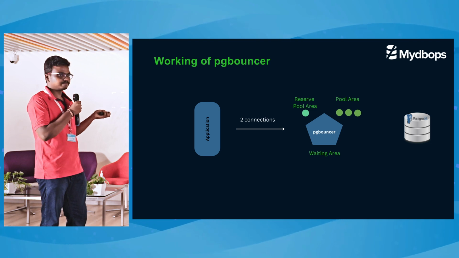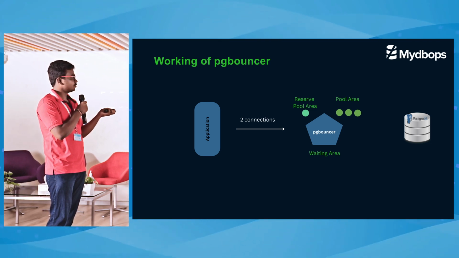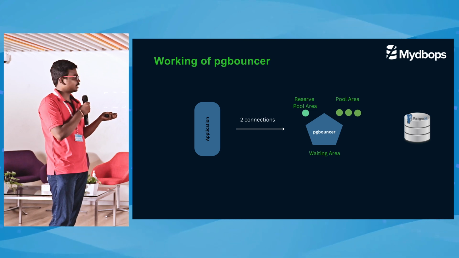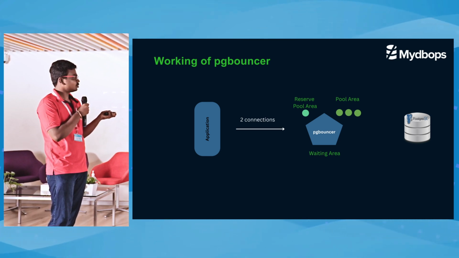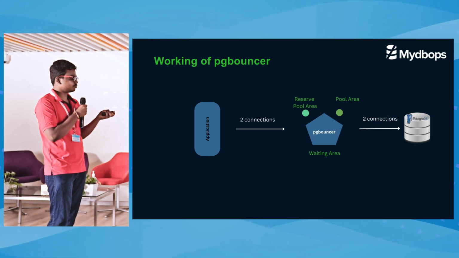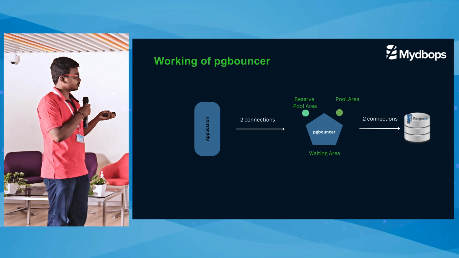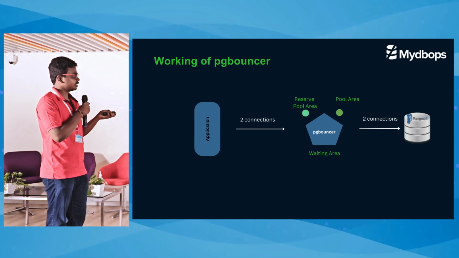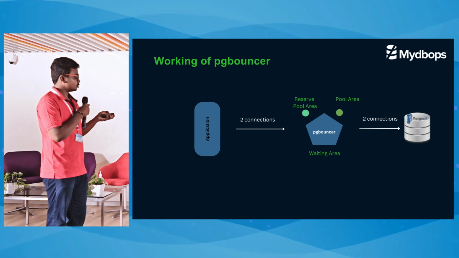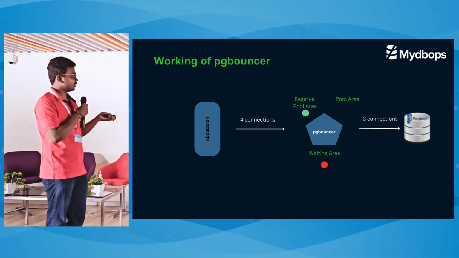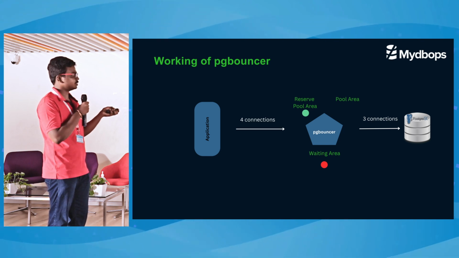Now let's say I am sending 2 connections from my application. What will happen? PgBouncer will use 2 connections in the pool and they will be served by the database. Once the connection is closed, it will be sent back to the pool. Now let's consider I am sending 4 connections. My pool has only 3 connections, so the remaining 1 connection will be in the waiting area, waiting for a connection to become available in the pool.